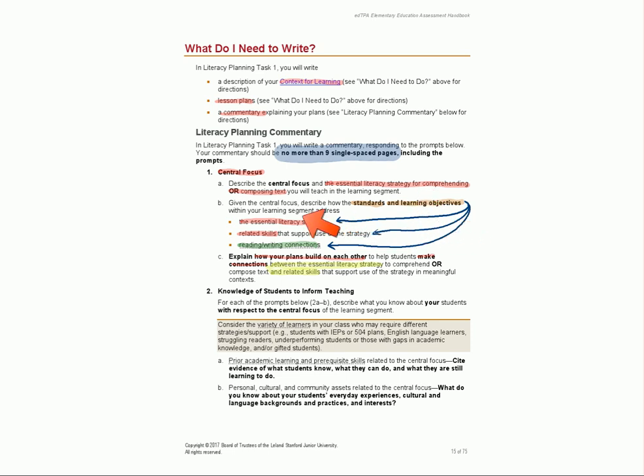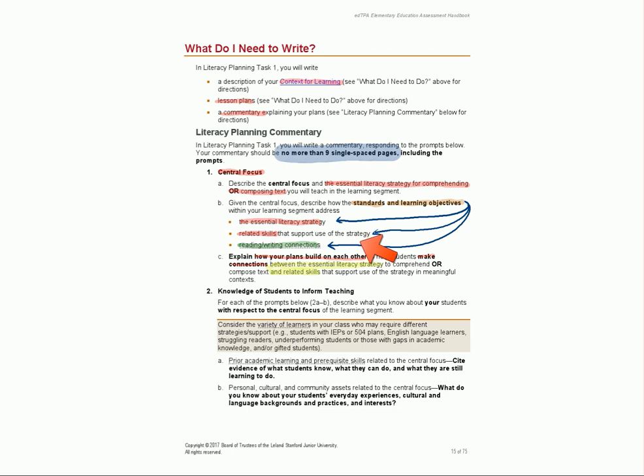Next, starting with the central focus that you have, describe how the standards and learning objectives you have in your lesson plan address each of these. Okay. Now again, if there's a bulleted list here, you want to address each one of them. So the first thing is describe how the standards and learning objectives address the essential literacy strategy, how the standards and learning objectives address the related skills, how the standards and learning objectives address reading and writing connections.